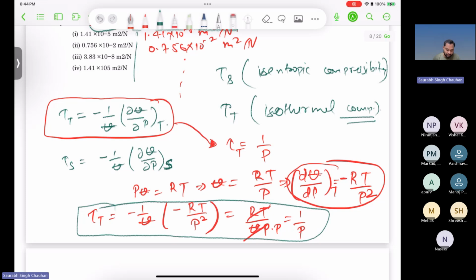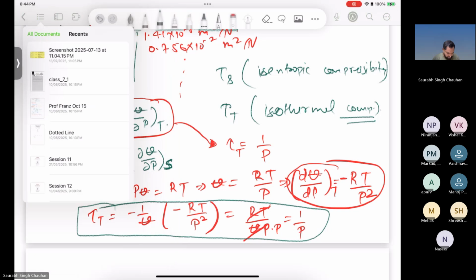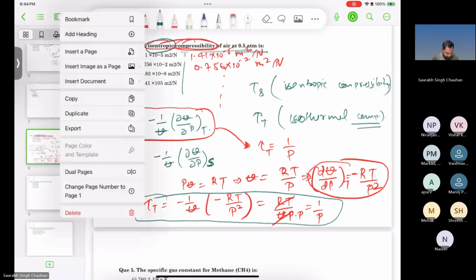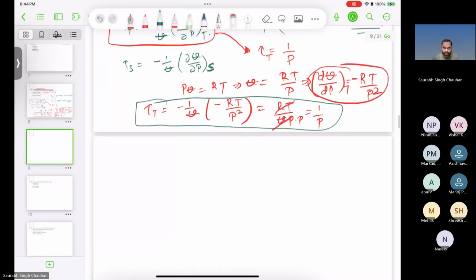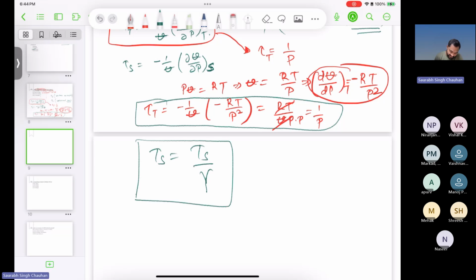Okay. Similarly, you can derive it for isentropic. If you write it for isentropic, then it comes out to be tau S equals 1 by gamma P. Okay, gamma here is Cp by Cv. I am not deriving it. It has already been discussed in the lecture. So I request you to kindly go through that. If you have any doubt, then I can discuss it here. Should we discuss it?